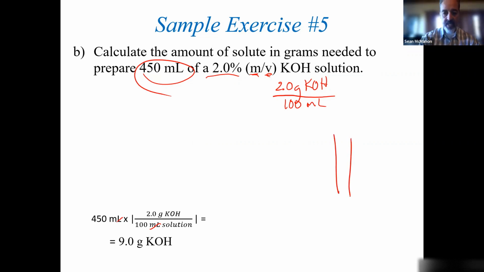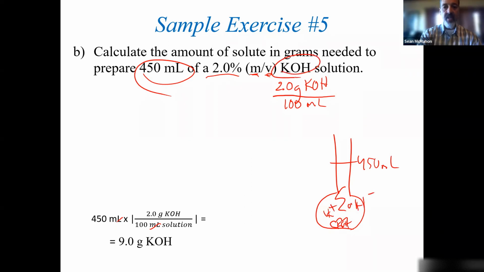So again, how would I do that? I'd weigh out 9 grams of my potassium hydroxide. I would bring it up to 450 mL of water, and then it would separate into its respective ions, because potassium hydroxide is one of the 6 strong bases, and it completely dissociates, and it would be a strong electrolyte. Yep.